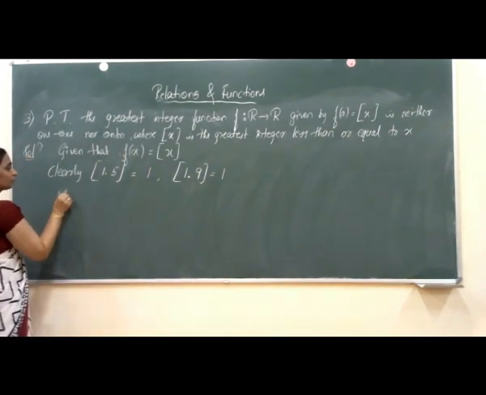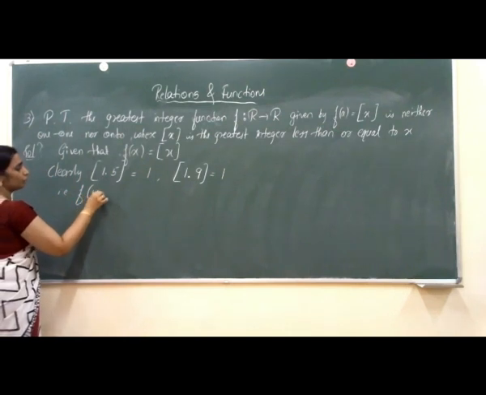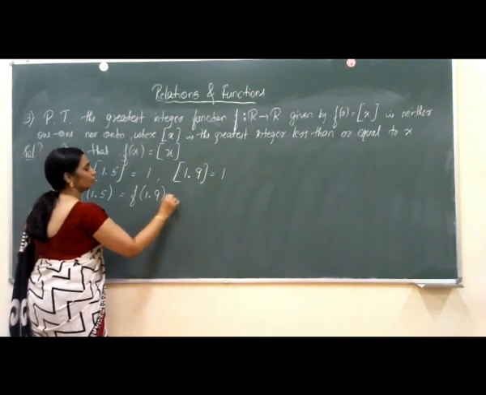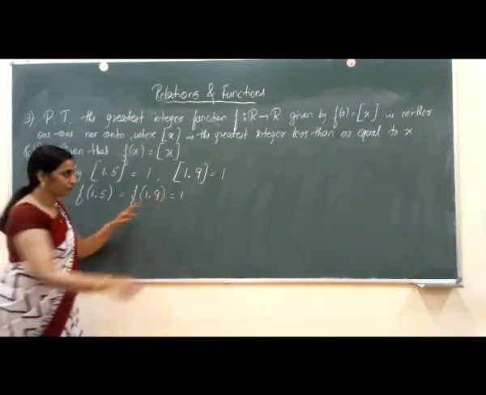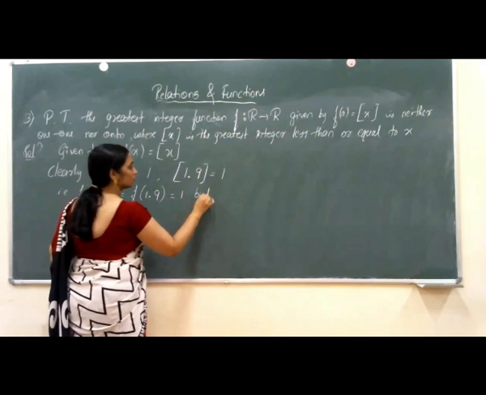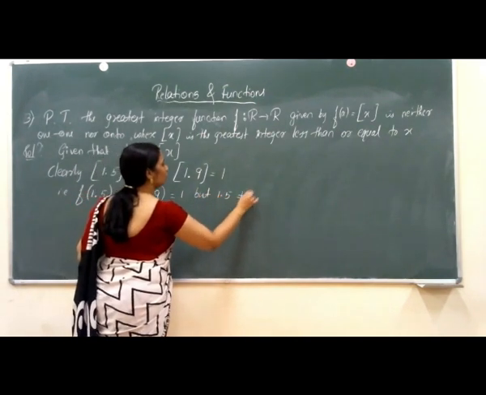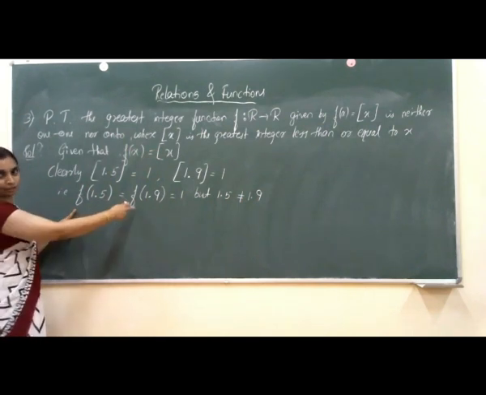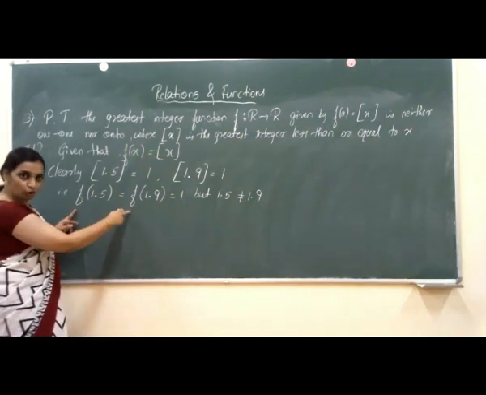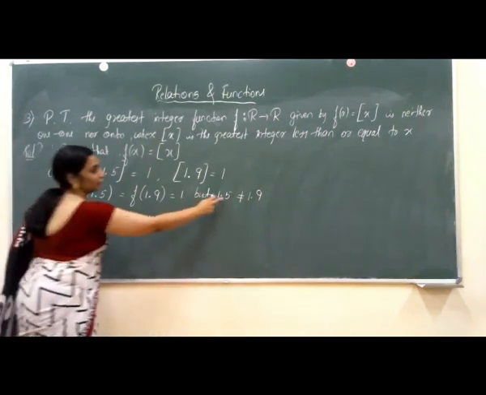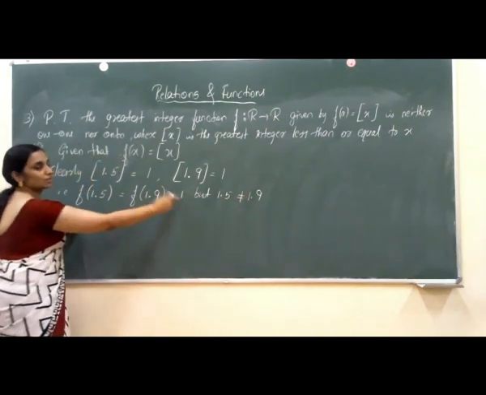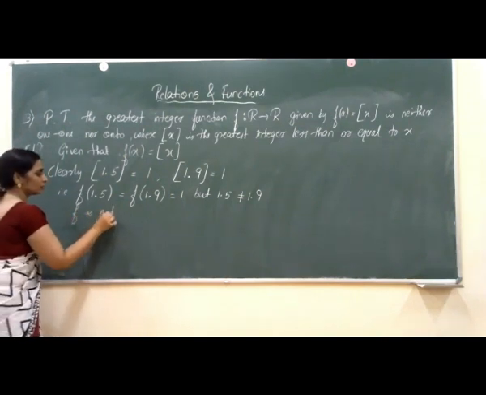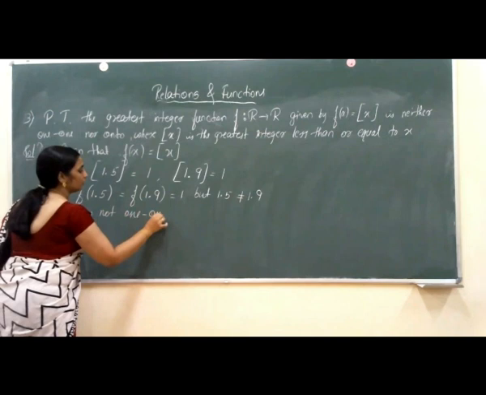That is, f of 1.5 is equal to f of 1.9. Both are equal to 1, but 1.5 is not equal to 1.9. So now we conclude the function is not 1-1 because different elements are having the same image. Therefore, f is not 1-1.